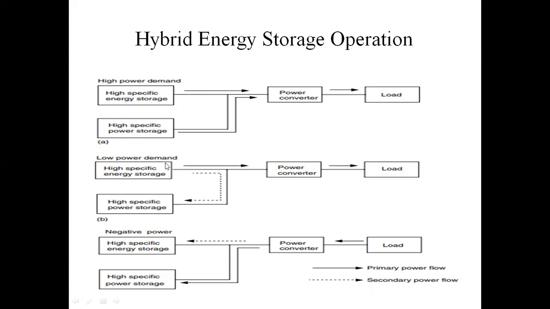When we need low power demand, supply one sends power to the load and supply two is recharged with supply one. When the vehicle is braking, source one and source two are charged. The third one is regenerative braking. During regenerative braking, power flows from the load to the power converter and on to the high specific energy and high specific power sources, the negative power. These lines are the primary power flow, and the dotted lines are the secondary power flow.